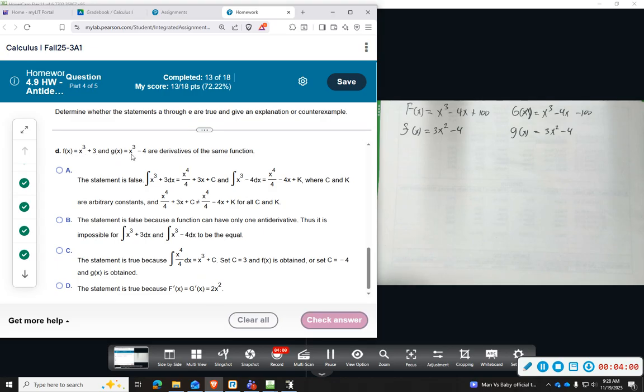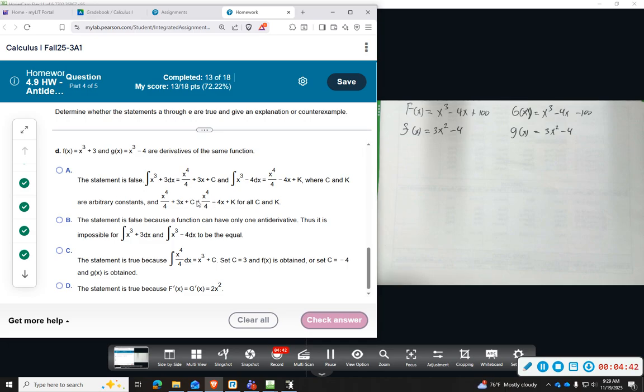D, we have these two, and it says they are derivatives of the same function. That f of x and g of x, this one has plus 3 and this has minus 4. These are derivatives of the same function. That would not be true. Derivatives of the same function would give you the same exact value, and they differ by a constant. They could be antiderivatives, but they cannot be derivatives. The statement is false. The integral of one is equal to this, and the integral of the other one is equal to this.